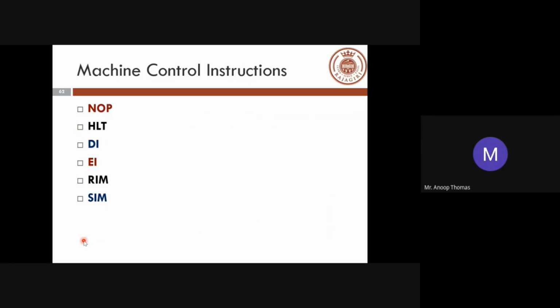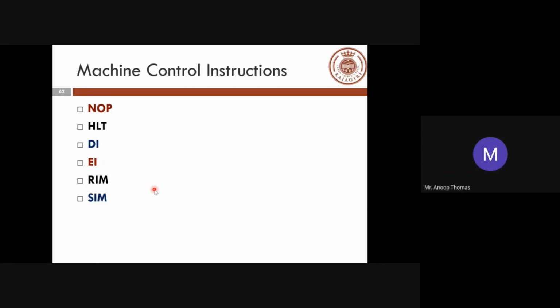The final set of instructions are machine control instructions. The NOP instruction, which doesn't do anything. Halt is basically to stop the set of programs. DI is to disable interrupts. EI is to enable interrupts. RIM is read interrupt mask. SIM is set interrupt mask.